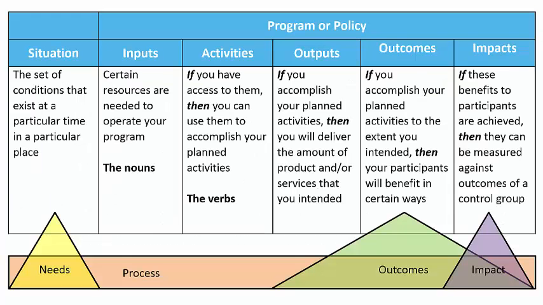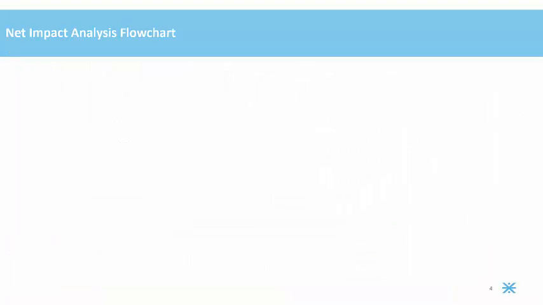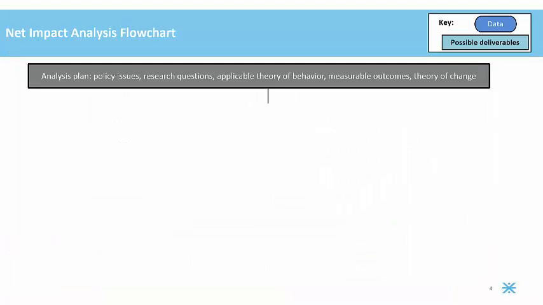Looking at the top of the flowchart, we see that there is an analysis plan that specifies the policy issues, the research questions, the applicable theory of behavior, measurable outcomes, and theories of change for the impact analysis. Without a written analysis plan, it's possible for subsequent deliverables not to match what was originally intended.